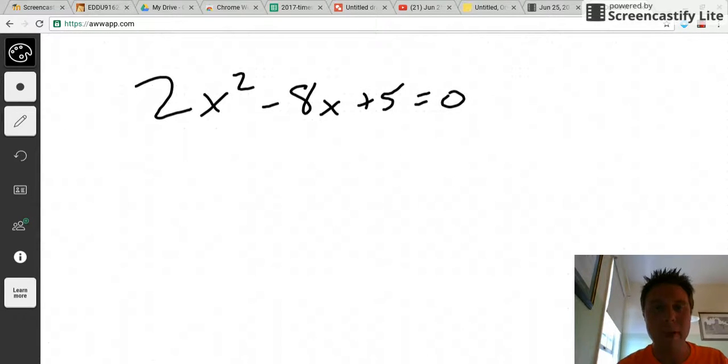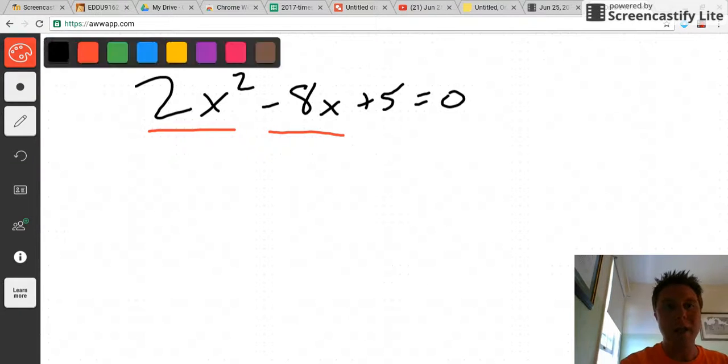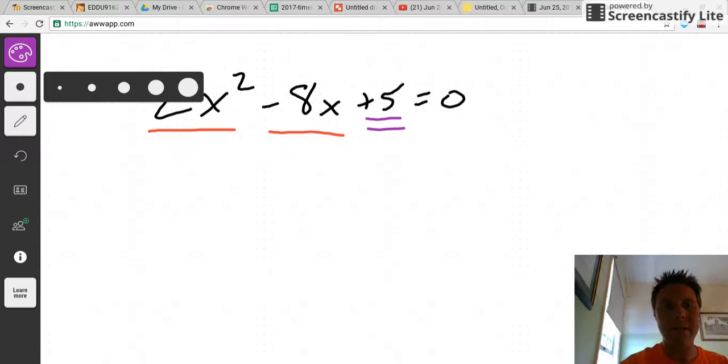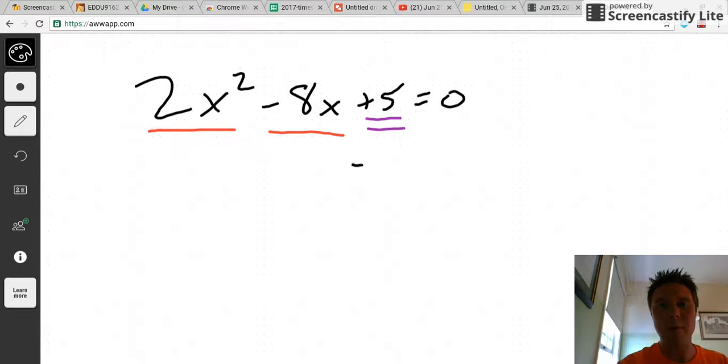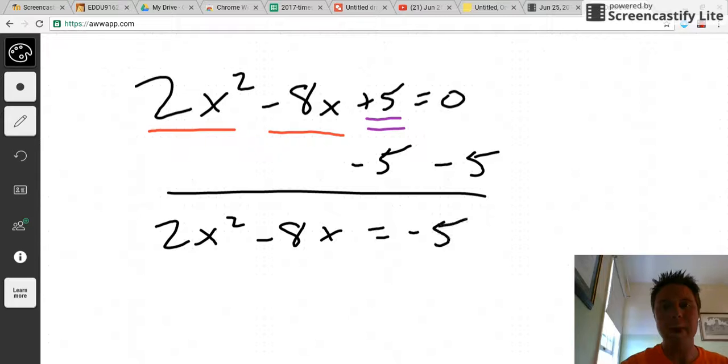So to start off with, here we have our typical quadratic, 2x squared minus 8x plus 5 equals 0. The starting process, just like we always did, is making sure that we keep just the x terms, so that's the 2x squared and the negative 8x, on the left side of the equation. That plus 5 doesn't belong over there, so we got to get that over on the right side. So what we'll do is subtract 5 from both sides of our equation, so we end up with 2x squared minus 8x equals negative 5.